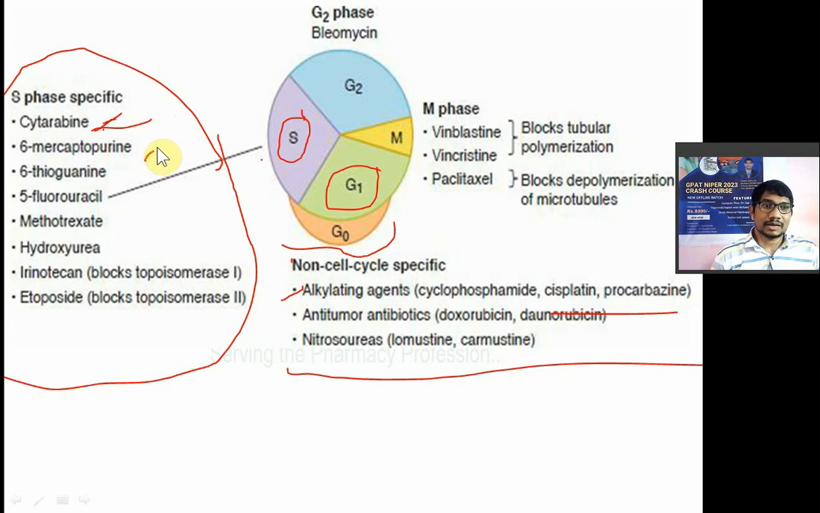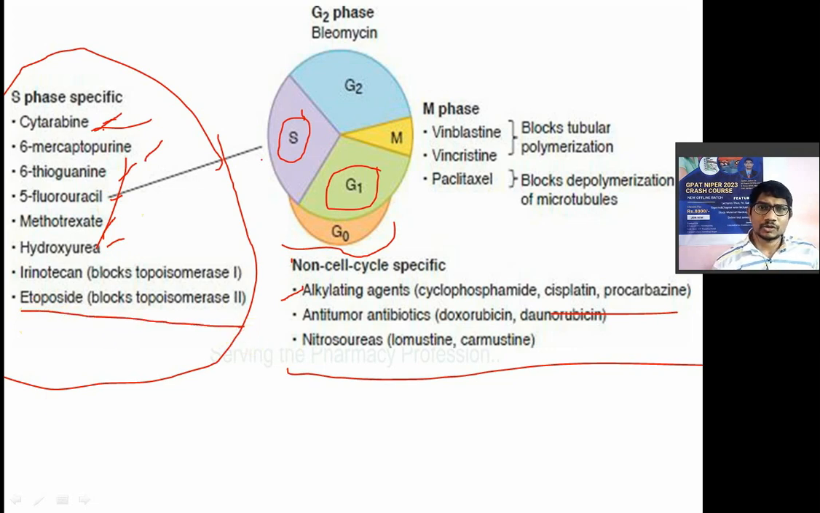Then 6-mercaptopurine is a purine analog. 6-thioguanine is also a purine analog. 5-fluorouracil is a pyrimidine analog. Methotrexate is an anti-metabolite. Hydroxyurea is again an alkylating agent. And then there are irinotecan and etoposide. They are natural compounds known as topoisomerase 1 and 2 inhibitors.